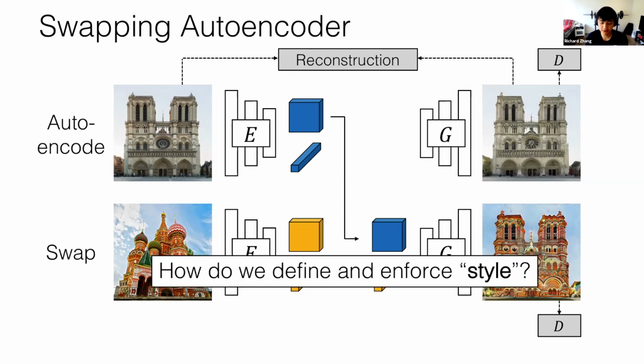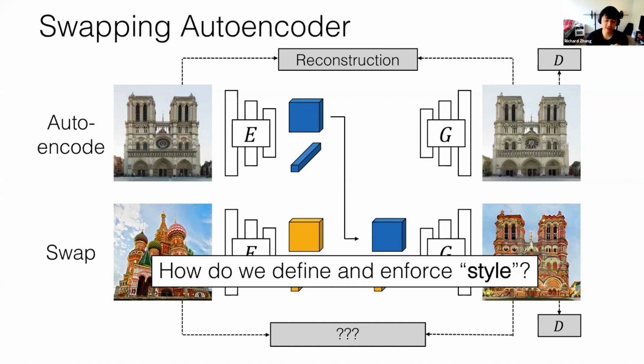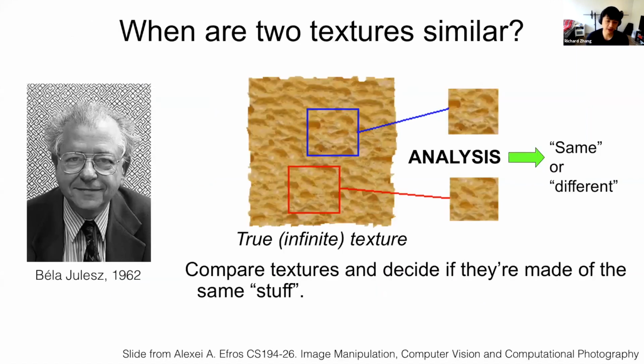Now, how in the world do we actually define and enforce style? Okay, so we're going to explore that next. And really, we're very inspired by classic work in texture analysis by Julesz. Back in the 60s, Julesz was trying to think: what are the sufficient statistics that describe whether two patches belong to the same texture or not? This is a very difficult question. But we're inspired by this approach, and it turns out we can use some modern tools to find those statistics for us.